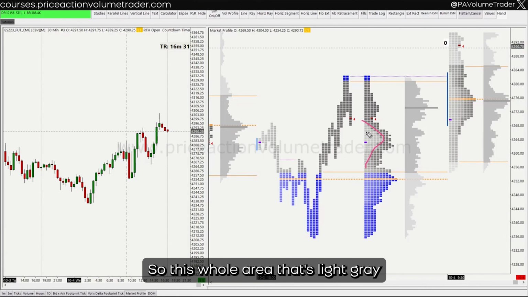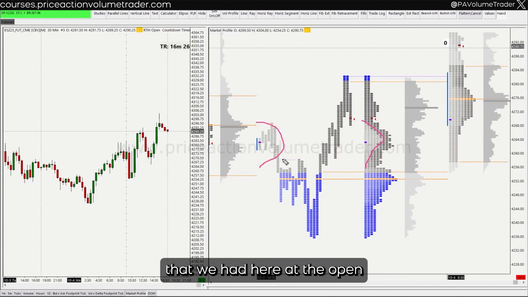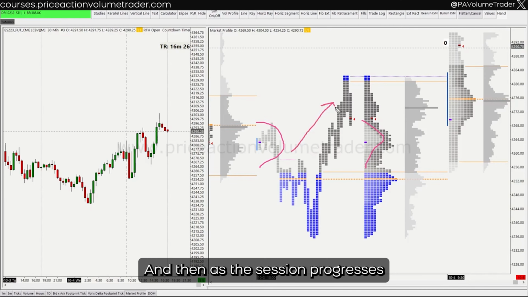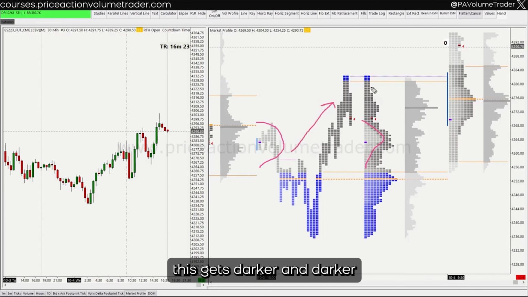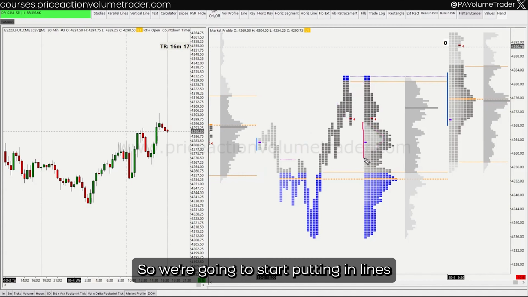So this whole area that's light gray was this initial area that we had here at the open, and then as the session progresses, this gets darker and darker until we finish here, right here, in the darker tones where the market closed. Okay, so we're gonna start putting in lines.